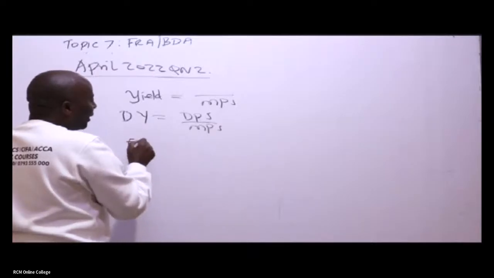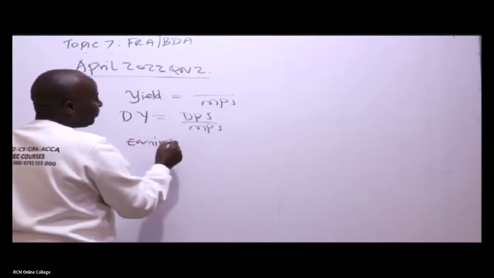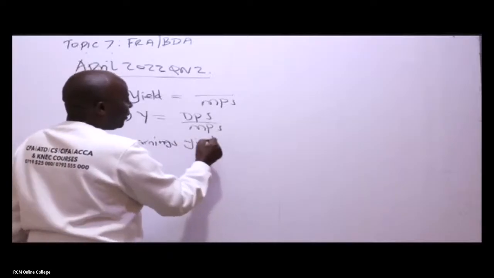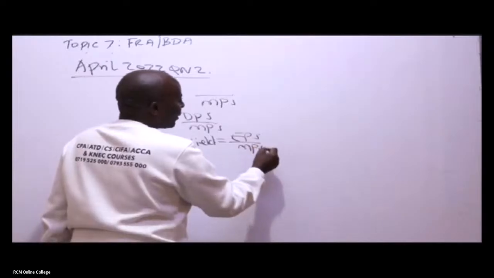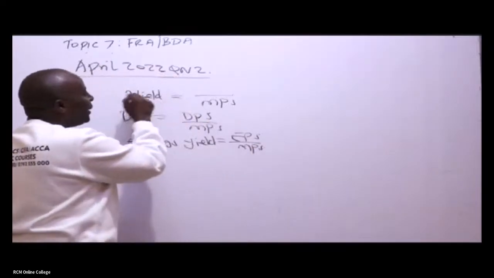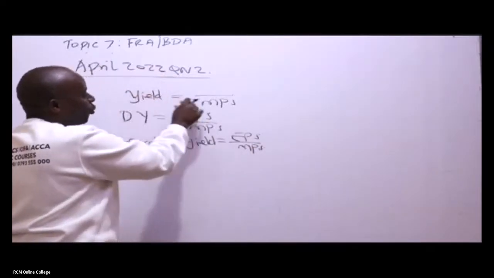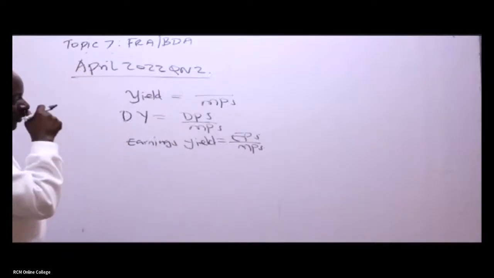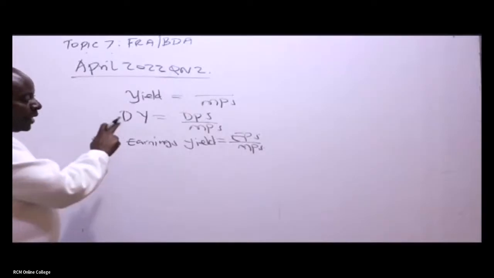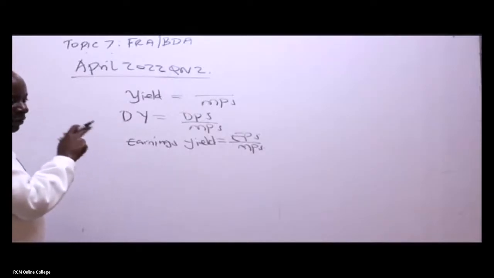When they talk about earnings yield, this one will be earnings per share over market price per share. So anything that is yielding, it yields to market price per share. Never forget this. You can forget about everything else, but never forget market price per share.